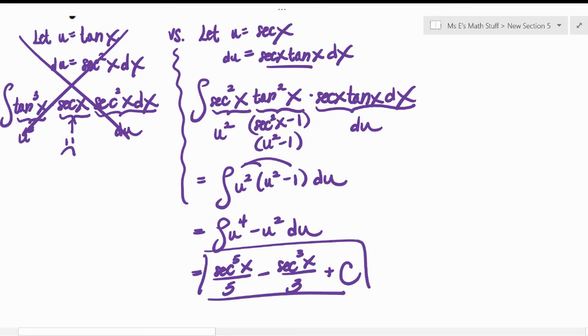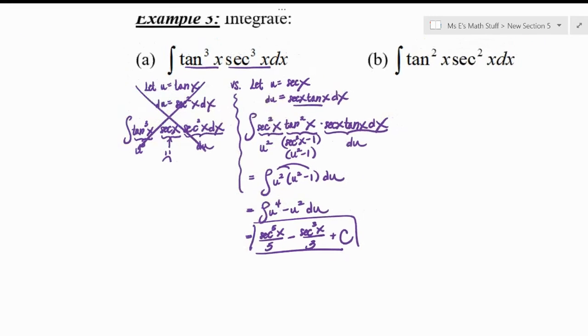Just a comment, this could be very easily written in terms of cosine, since secant is 1 over cosine. So if you check your answer in the back and they have something like this in terms of cosine, you just need to show that your answer is equivalent to theirs, kind of like a verify the identity problem. There we go.